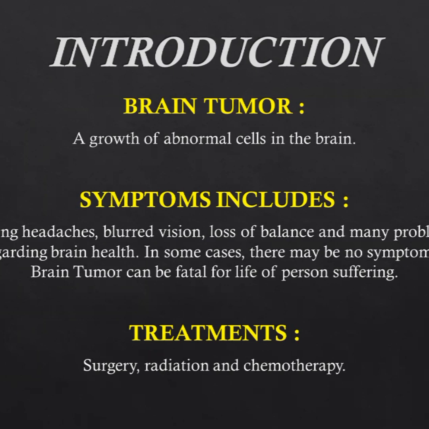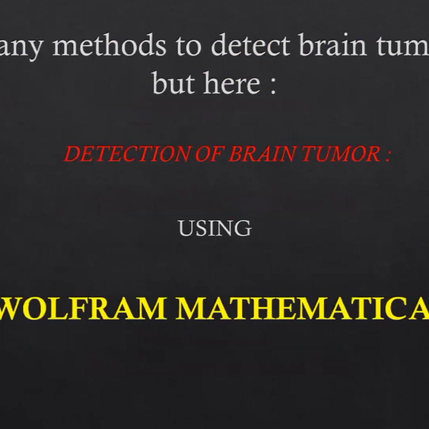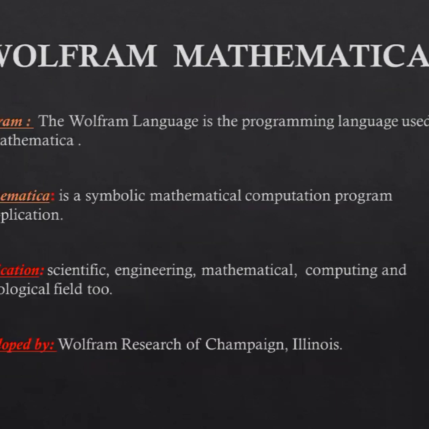Brain tumor can be fatal for the life of the person suffering, but this doesn't mean that treatment is not available for this. There are many surgeries, treatments using radiations and chemotherapy. All these can help to cure the brain tumor. So, this treatment can only be possible if we have techniques to detect brain tumor as early as possible to save the patient. But the main question arises is how to detect brain tumor. There are many methods to detect the brain tumor, but here we are only discussing the detection of brain tumor using Mathematica. Now, let me give you a brief about what is Wolfram Mathematica.